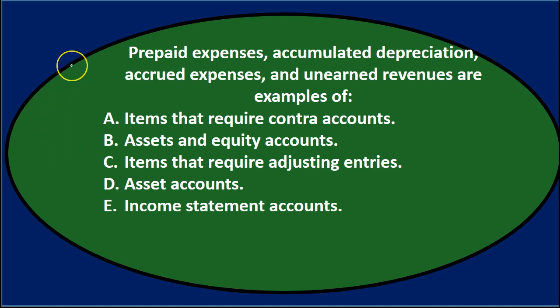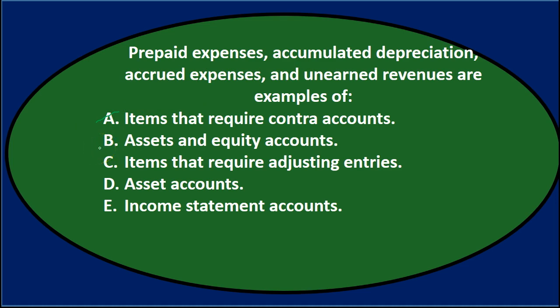Once again, the question of prepaid expenses, accumulated depreciation, accrued expenses, and unearned revenues are examples of A. Items that require contra accounts. Now, a contra account is an account that is contra to the normal balance. The most common one that we run across would be accumulated depreciation, because it's related to the equipment account or some type of property, plant, and equipment, and it has a credit normal balance to bring down the total equipment. But the others are not contras, so it's actually not going to be A. One of them has a contra account, but they all don't.